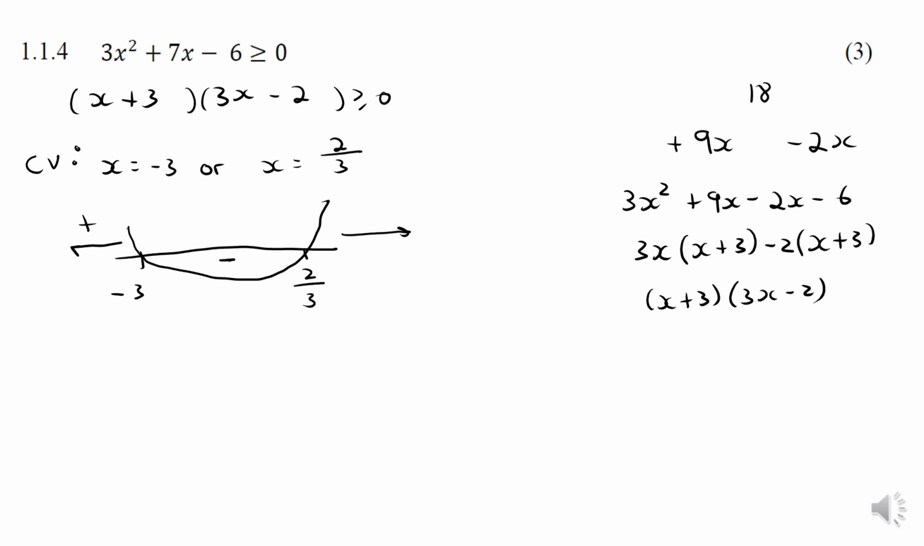And because this inequality talks about greater than and equal to 0, I want the positive values. So finally, my x needs to be less than but equal to negative 3, or x greater than but equal to 2 over 3.